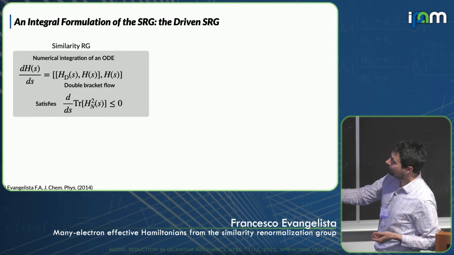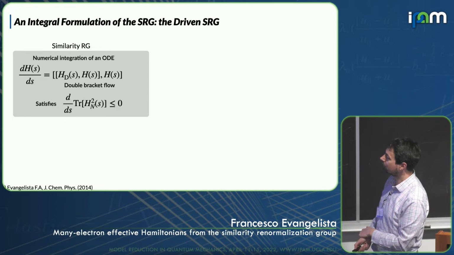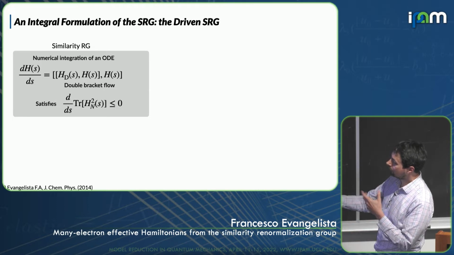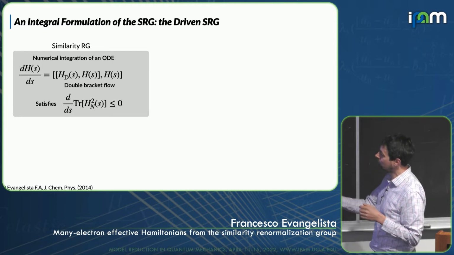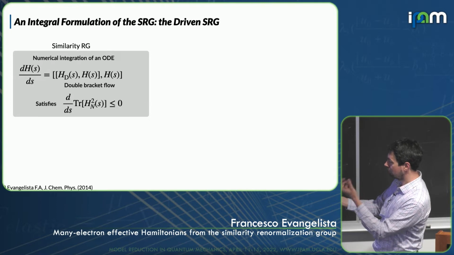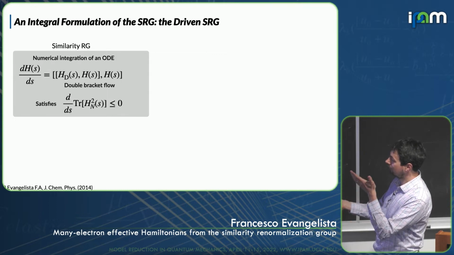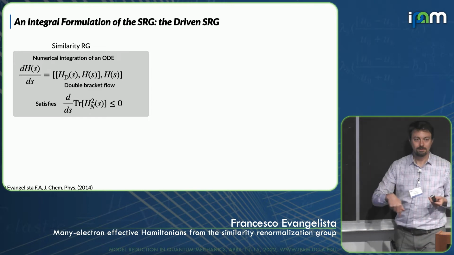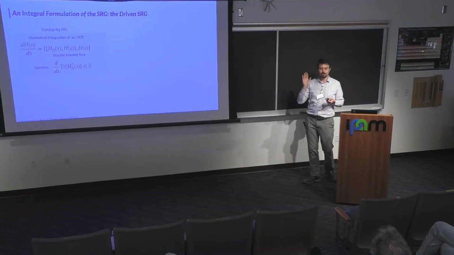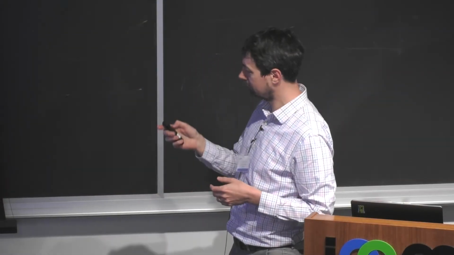And what's important is that the diagonal part of the Hamiltonian appears as one of the components of this double commutator. And you can show that with this choice, so you can set up different differential equations, but with this choice of what is called the generator, this flow satisfies this condition. So the derivative of the trace of the off-diagonal part squared is negative, meaning that if you solve this differential equation, you will tend to decrease the magnitude of these off-diagonal couplings.